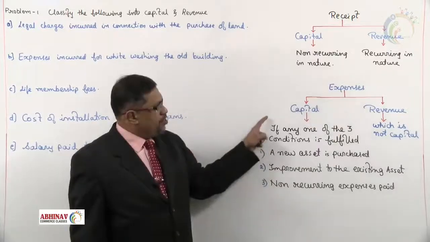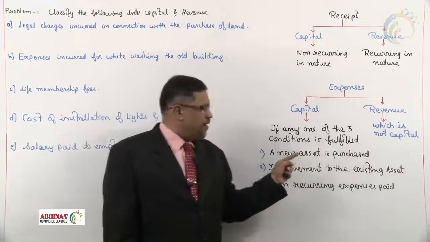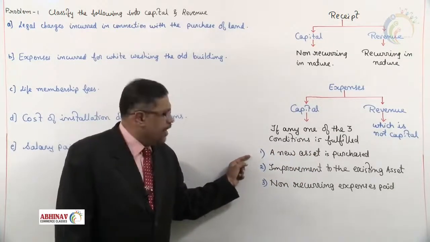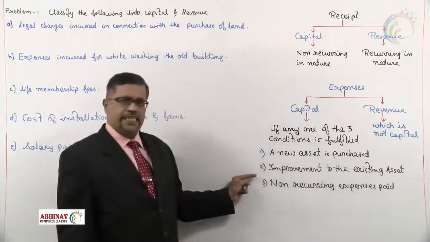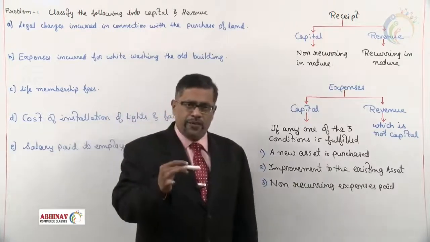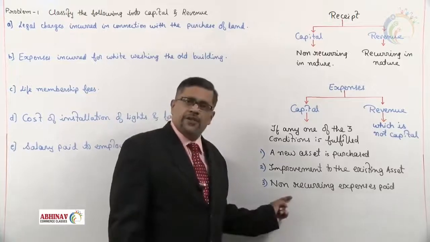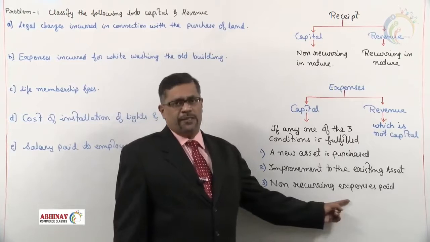Expenditure is called capital if any one of the three conditions is fulfilled. Number one, a new asset comes into existence. In simple words, a new asset is purchased. Number two, improvement to the existing asset. Improvement means we have done something to the asset that increases the value of the asset. Number three, discharge of fixed liability. In simple terms, a non-recurring expense is being paid.